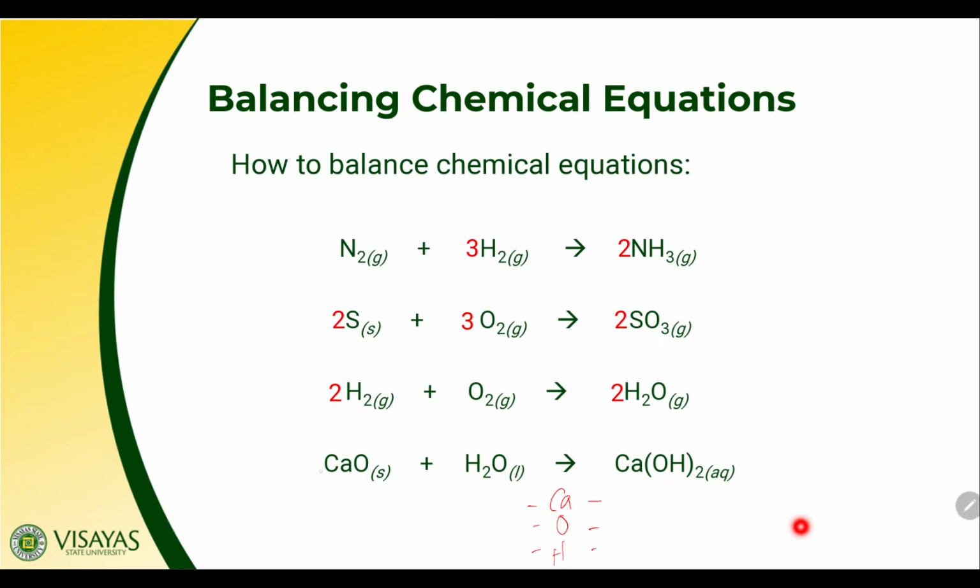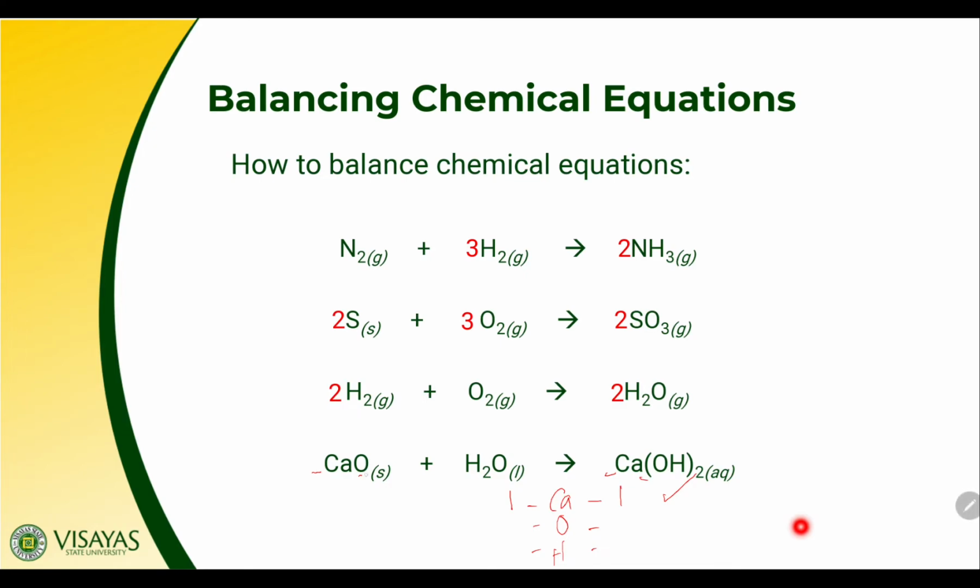On the left side, we have 1 times 1. So we only have 1 calcium atom on the left side. On the product side, we have 1 times 1. So we also have 1 calcium atom. So we now have a balanced number of calcium atoms in the equation. Now we move to oxygen, the second largest atomic number.